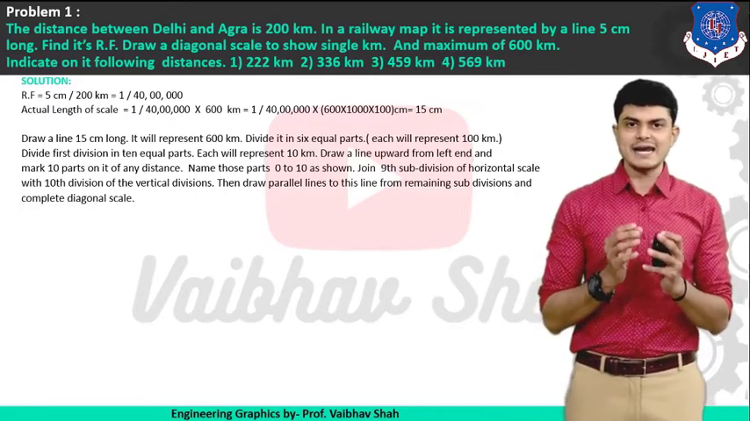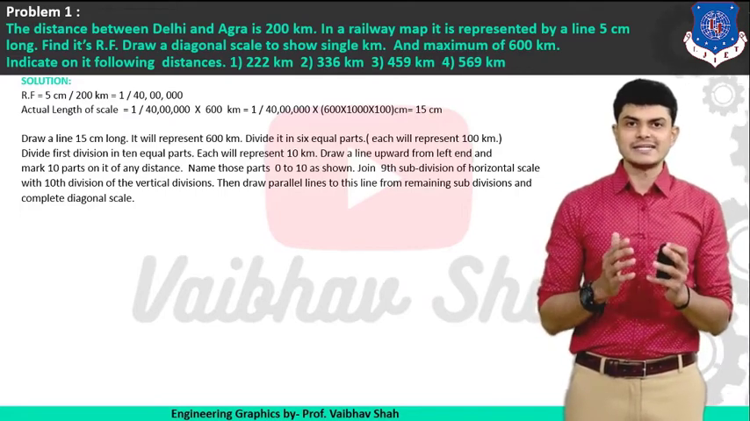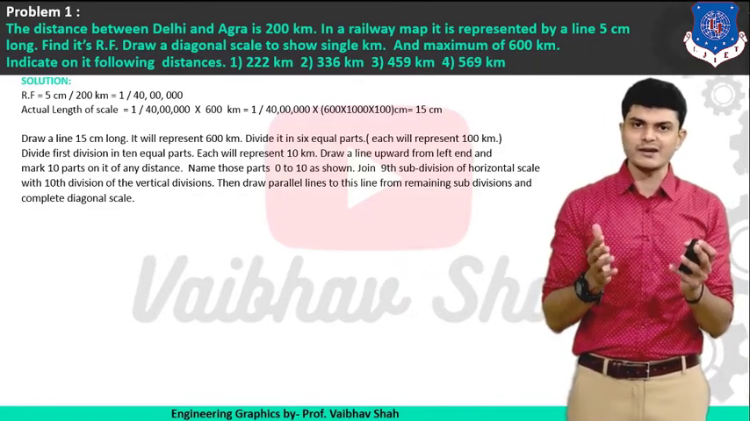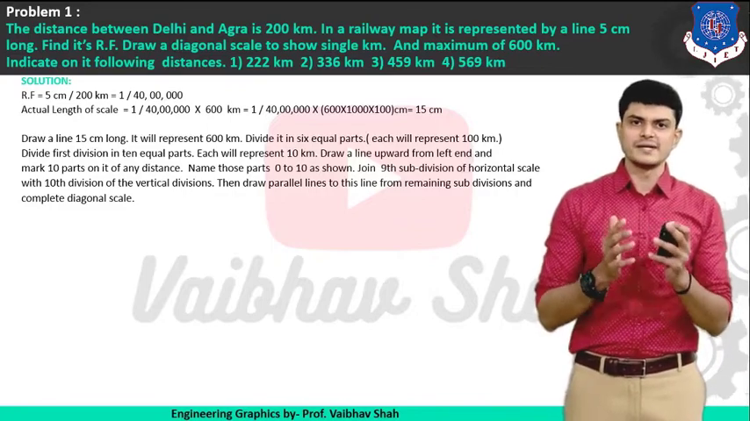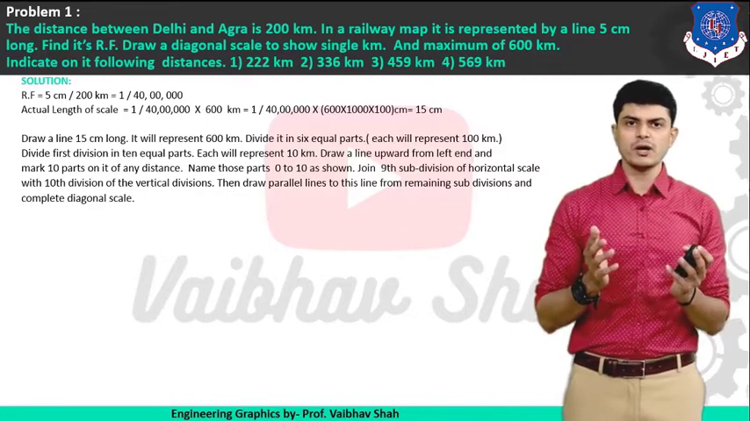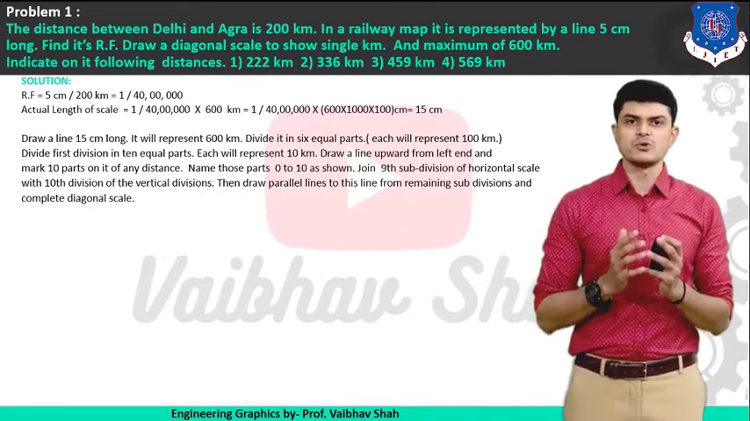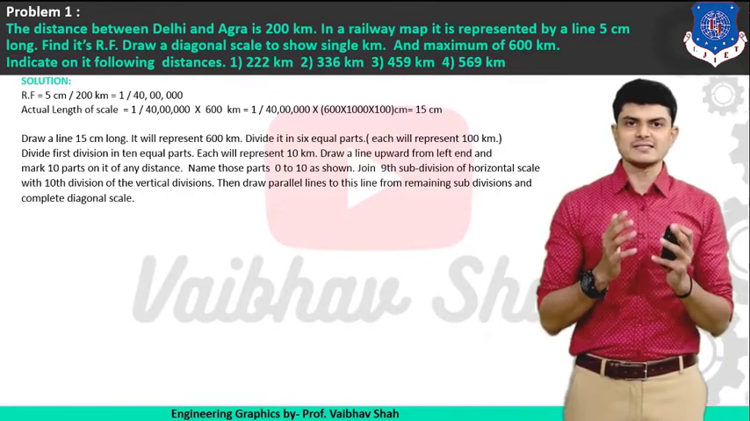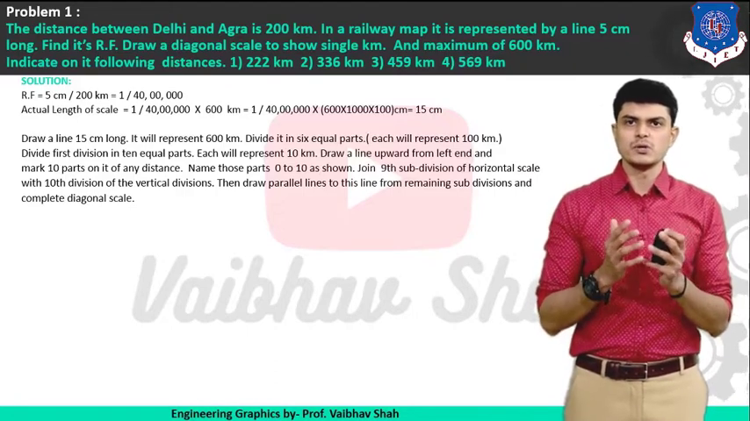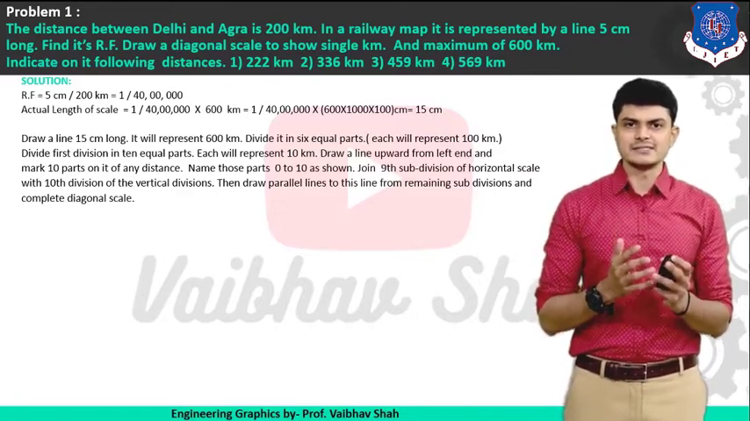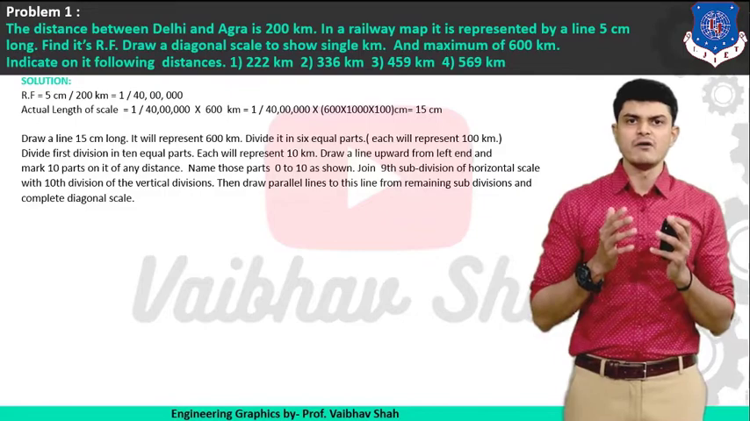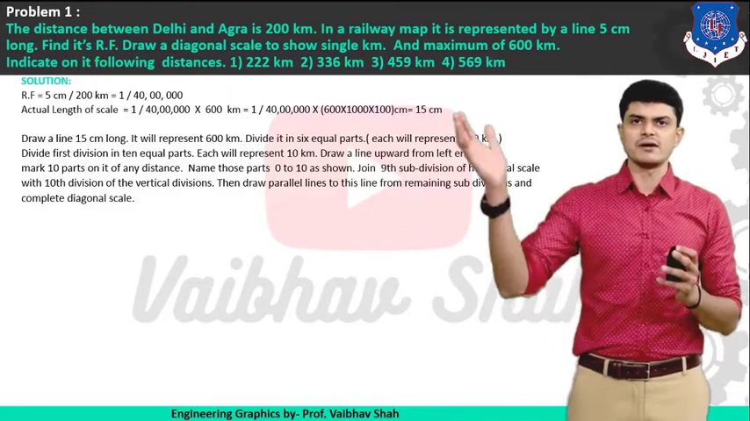Now we know that RF is a unit-less quantity. That's why, as we have two different units, first is centimeter and second is kilometers, we need to convert kilometers into centimeters. So now we know that 1 kilometer is equal to 1000 meters, and 1 meter is equal to 100 centimeters. So applying these conversion factors, we now have 200 into 1000 into 100 centimeters. Now the centimeters cancel, and if we find the ratio, we get a ratio of 1 by 40 lakh. This is our RF.